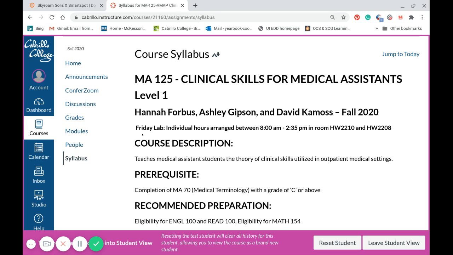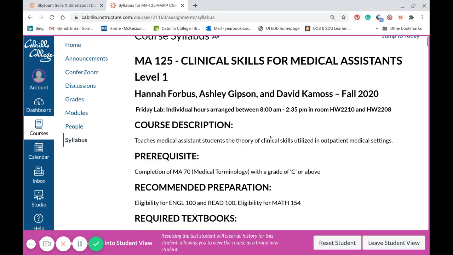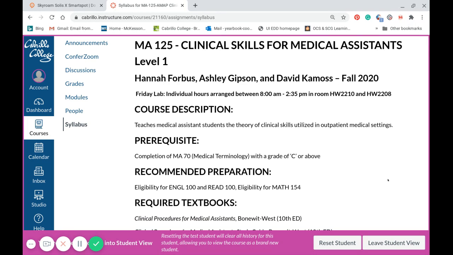So hopefully you already know that on Fridays we will be coming into the lab in smaller groups or partners, just depending on our competencies for the day. The rest of the theory will be online. And our course description is clinical skills utilized in the outpatient medical settings.